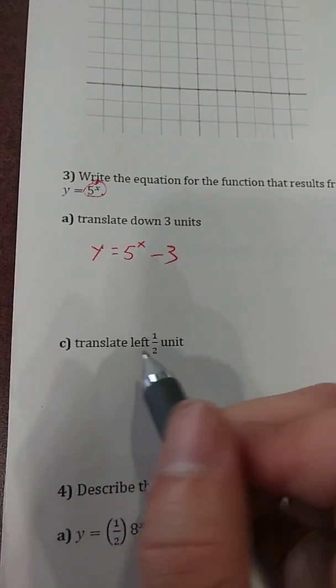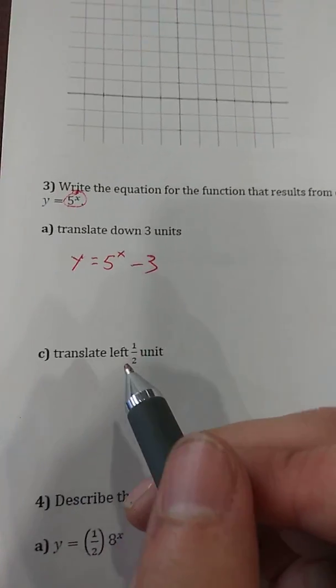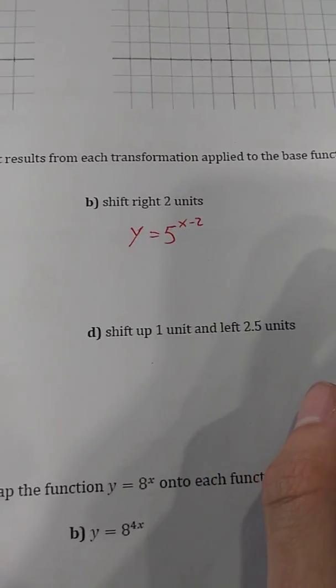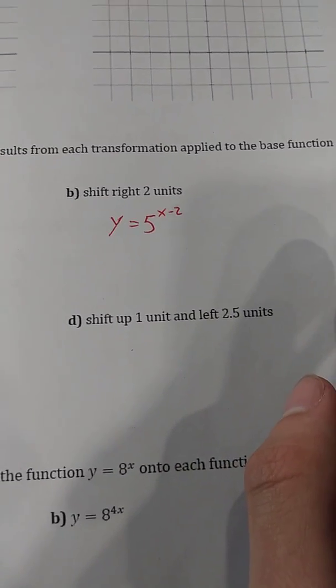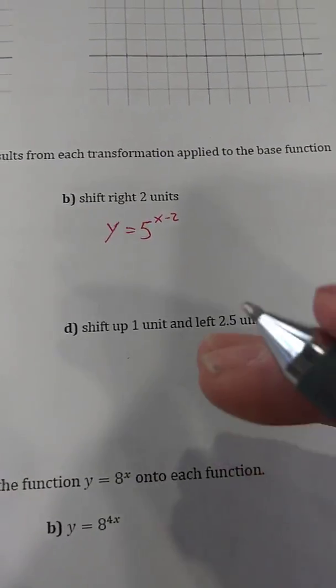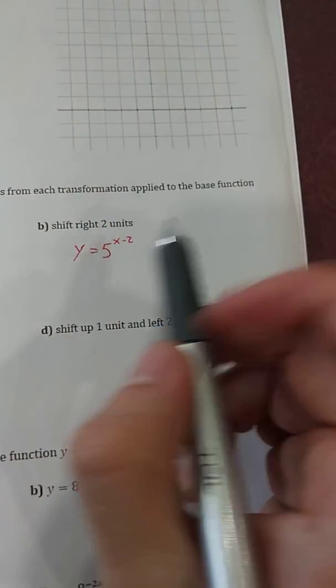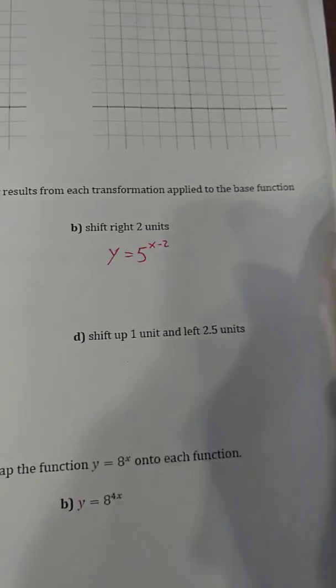And this one, translate left 1/2. Treat the 1/2 as if it was a regular number. And then shift up and then left. So you know how to shift it up and down, and then left. You know how to shift it left. It has to be positive 2.5. Do that one.